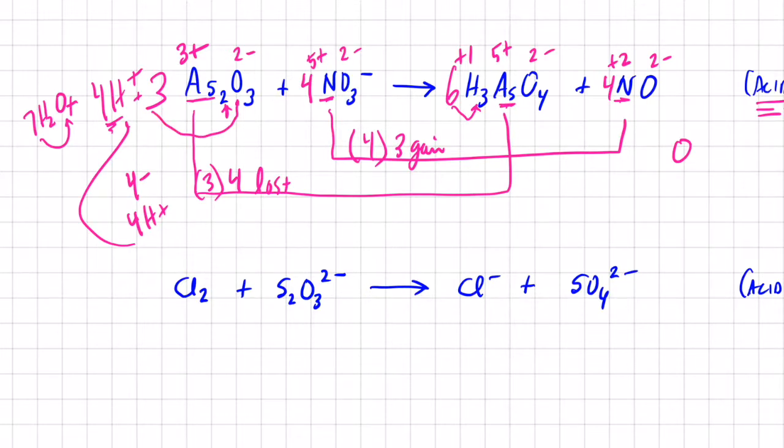7 and 9 is 16, plus 12 more is 28 oxygens. Wow! How many do we have on the product side? Well, we have 24 here, plus 4 more is 28. Yeah, that redox equation is balanced.